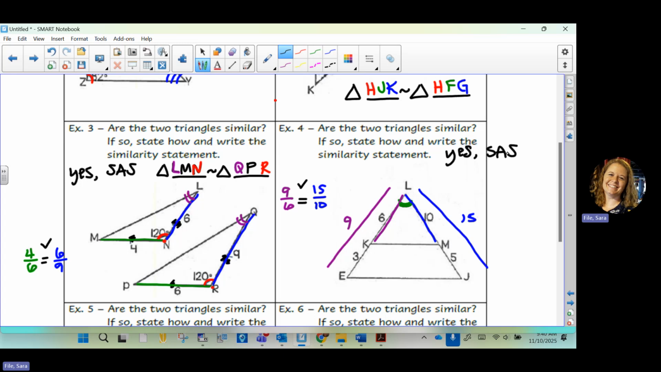Okay, so now we need the statement. What do you want to name the first triangle? We're doing the small one first. L, K, M. So then we would have to name the large triangle, also starting with L. And then we'd have to go along the purple side to E. And then across to the blue side, J.